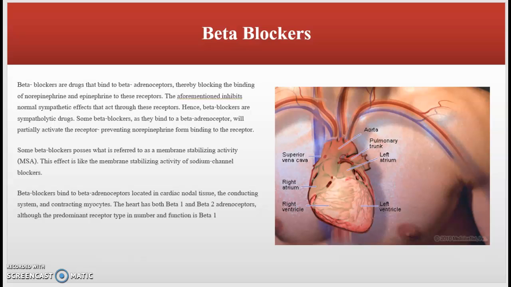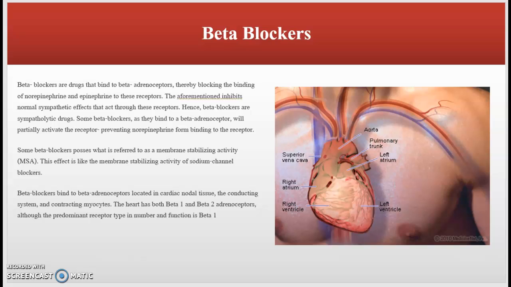symptomatic drugs. Some beta blockers, as they bind to beta adrenoceptors, will partially activate the receptor, preventing norepinephrine from binding to the receptors. Some beta blockers possess what is referred to as membrane stabilizing activity. This effect is like the membrane stabilizing activity of sodium channel blockers.